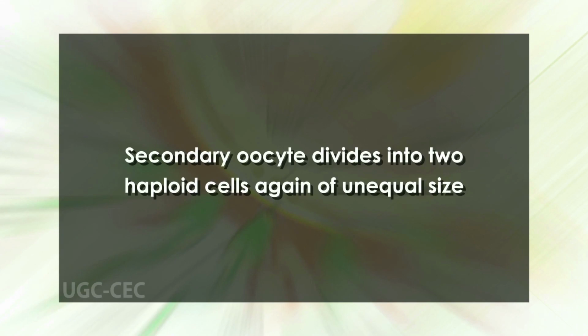If fertilization does not occur, the cells degenerate. However, if sperms are present in the fallopian tube, one penetrates the secondary oocyte and meiosis II resumes. The secondary oocyte divides into two haploid cells, again of unequal size. The larger is the ootid, and the very small cell that is also produced is the secondary polar body.